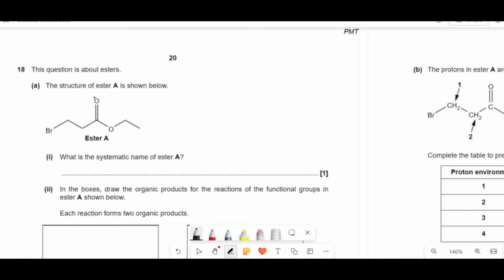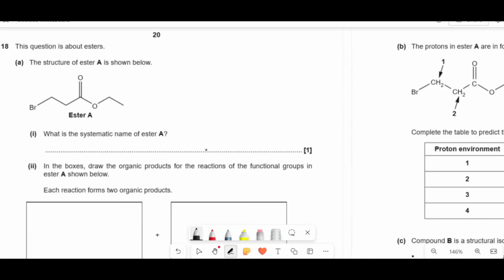You see the C double bond here, so this is the carboxylic acid part. There's 1, 2, 3 carbons there, so we know it's going to be propanoate because it was a derivative of a carboxylic acid. Now, there's a bromo there on carbon 3, so it's going to be 3-bromopropanoate. So that's the first bit. Now, the other part of the ester is the alcohol that originally came on here, so it's a 2 carbon thing, so it's going to be ethyl 3-bromopropanoate.